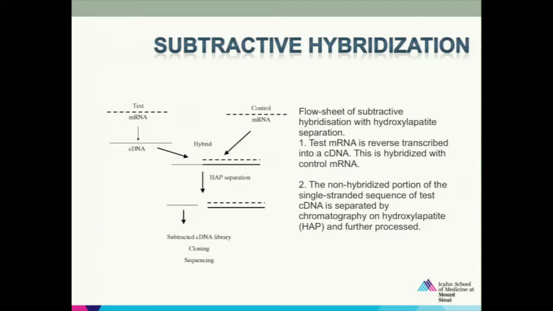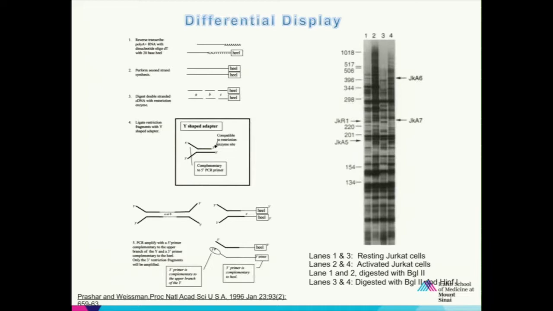This was a very powerful technique used in the 80s and 90s to understand cell type specific gene expression. And then we have differential display, which was developed in the early 1990s. Again, you have to have two cell types: one is a normal cell type, and one is activated, like an activated T cell or a resting T cell.